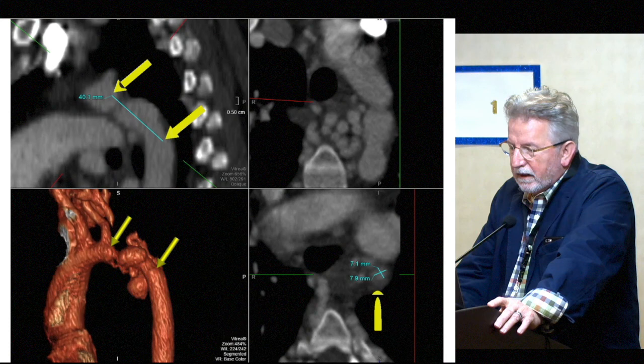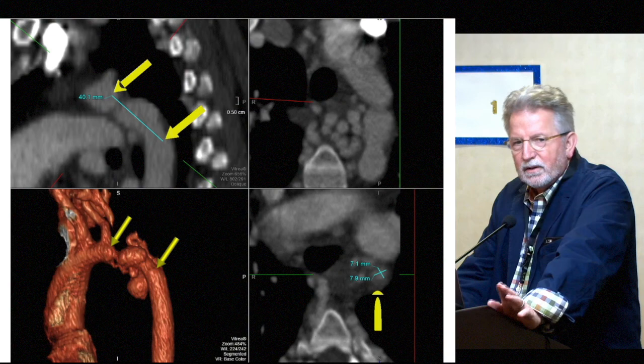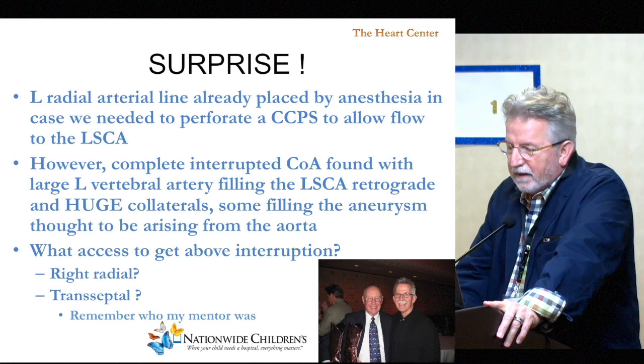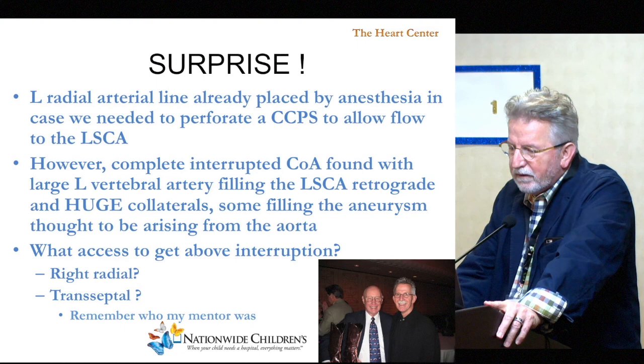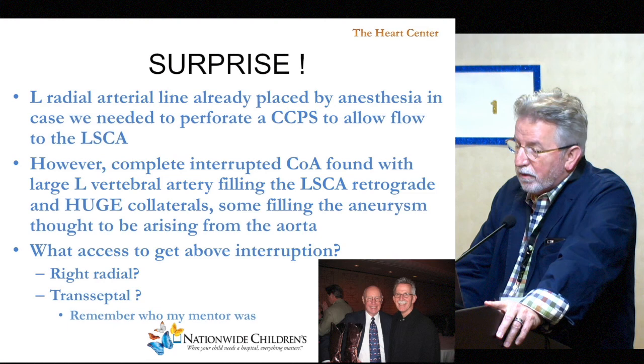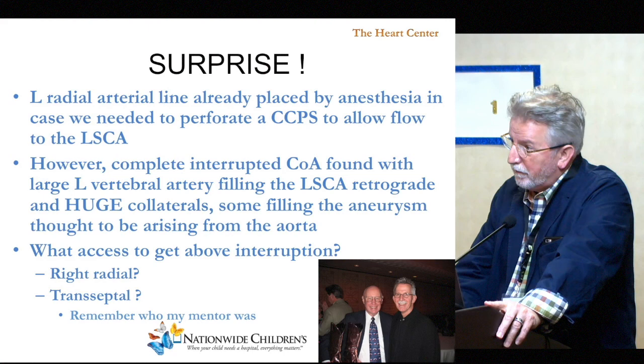So here we got all ready. They said, John, I want you to do this. I want you to cover stents or grafts, and all this kind of stuff. Well, the surprise: we had already put in a left radial line in case we needed to perforate if we covered the left subclavian. However, what we found was she had complete interruption, with the large vertebral artery actually filling the left subclavian retrograde, and there were huge collaterals which filled some of the aneurysm that looked like it was on the CT.